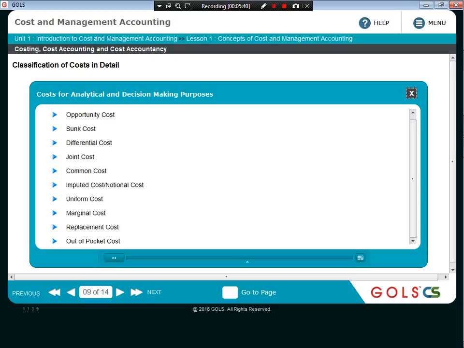The common costs are the costs which have been incurred commonly for all the products. Till the completion of their production, the cost which has been incurred for all the products is called a common cost. Imputed costs are notional costs.